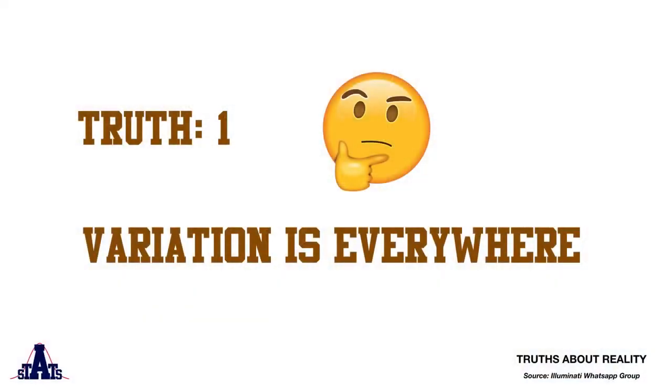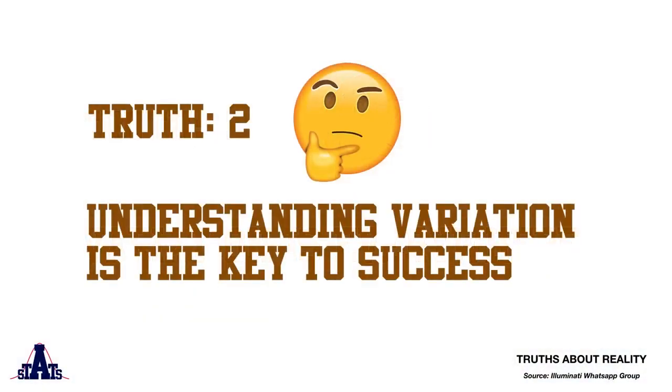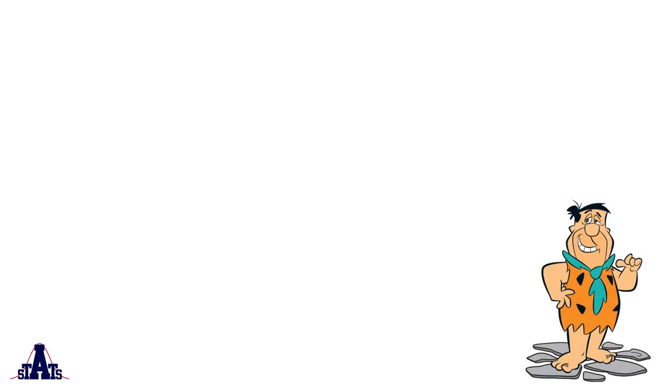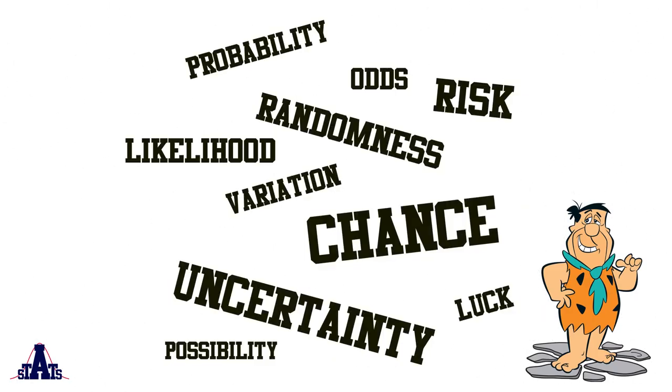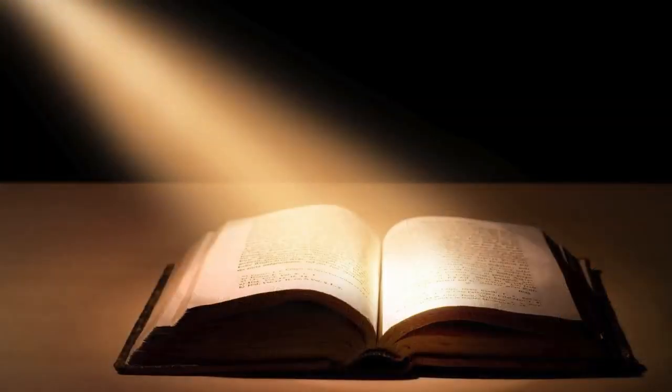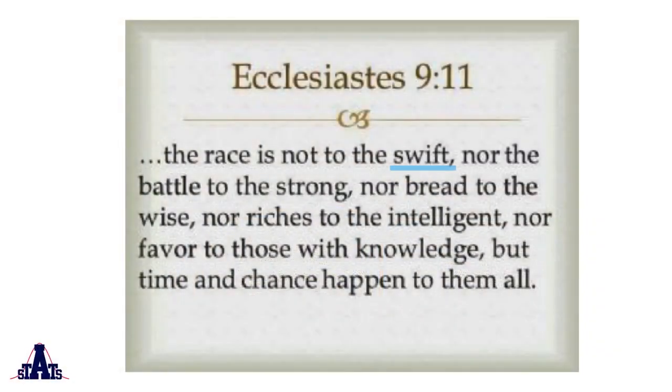Now, these truths that we looked at, we've actually known them for a long time. Since the dawn of time, cavemen, I think, have known these truths. Where it's getting confusing is the fact that we have so many different words to try and describe this whole randomness. But even if we look to the Holy Bible, we'll come across verses like this that say, the race is not to the swift, nor the battle to the strong, nor bread to the wise, nor riches to the intelligent, nor favor to those with knowledge, but time and chance happen to them all.